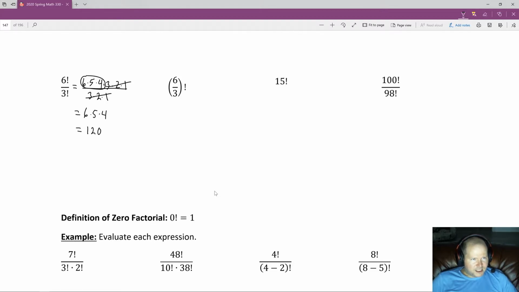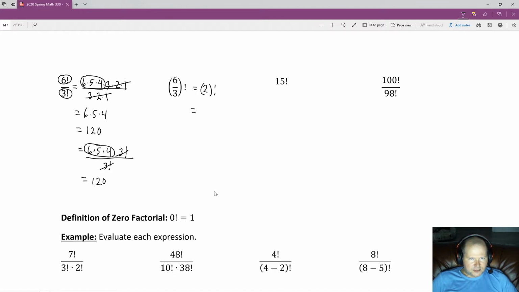Now the trick is to only expand the 6 factorial out until you get a 3 factorial to cancel out. So we would say 6 times 5 times 4 times 3 factorial. And then we would leave the 3 factorial in the bottom. 3 factorial cancels out with 3 factorial, leaving you 6 times 5 times 4, which we already did the math. We get 120. Okay, now this one we're going to do what's within the parentheses first. 6 divided by 3 is 2.